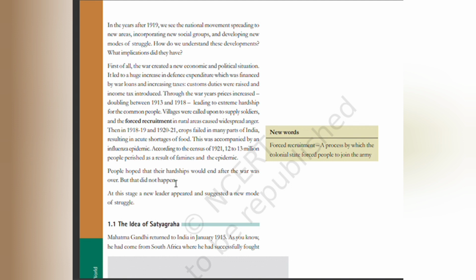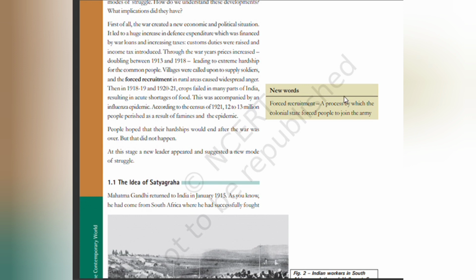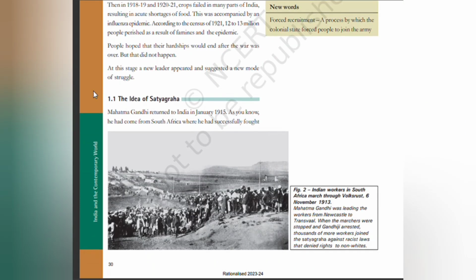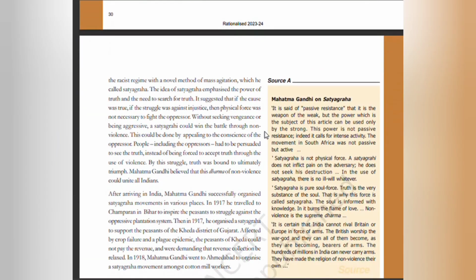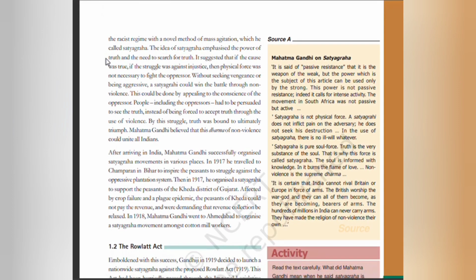At this stage, a new leader appeared and suggested a new mode of struggle. New word: forced recruitment, a process by which the colonial state forced people to join the army. The idea of Satyagraha. Mahatma Gandhi returned to India in January 1915. As you know, he had come from South Africa, where he had successfully fought the racist regime with a novel method of mass agitation, which he called Satyagraha.